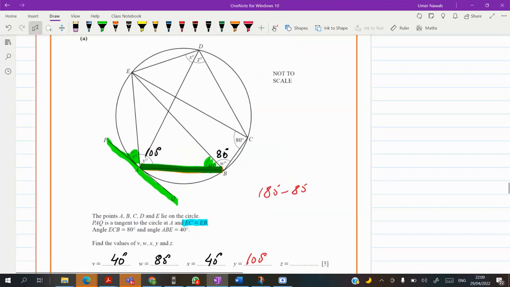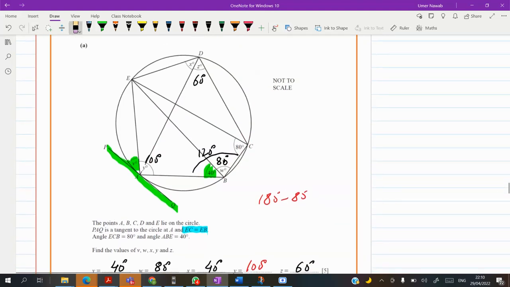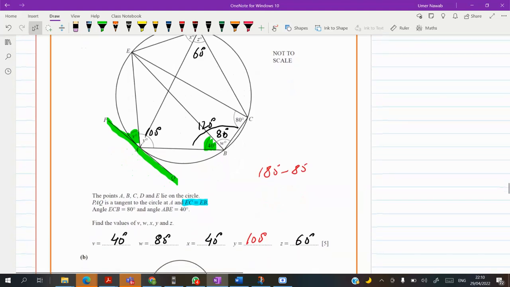Next, Z. Let's try to use another cyclic quadrilateral. This cyclic quadrilateral. And this angle is how much, guys? 40 plus 80 is 120. So that has to be 60. Okay. So we are done. This is 40.